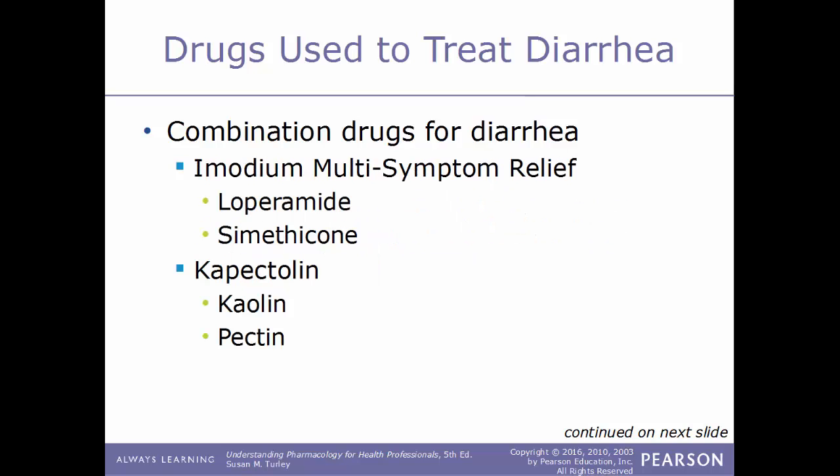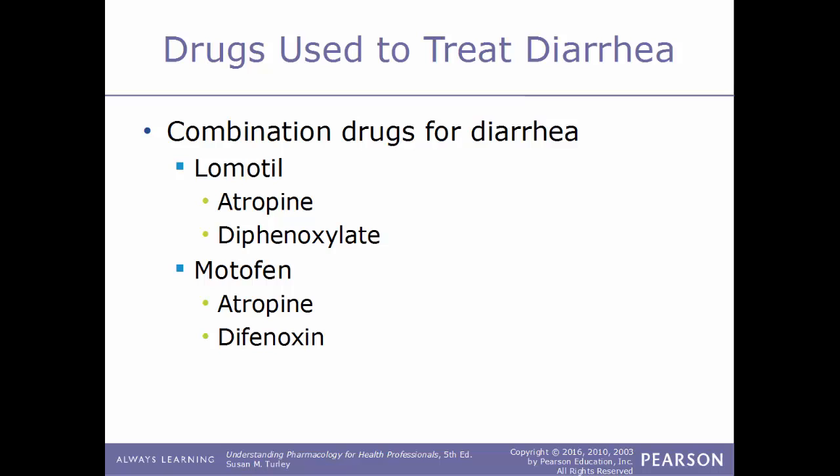Some examples of combination drugs for diarrhea: Imodium Multi-Symptom Relief. This is a combination of loperamide and also simethicone. Kapectolin, which is a combination of kaolin and pectin. Lomotil, which is a combination of atropine and diphenoxylate. And Motofen, a combination of atropine and difenoxin.